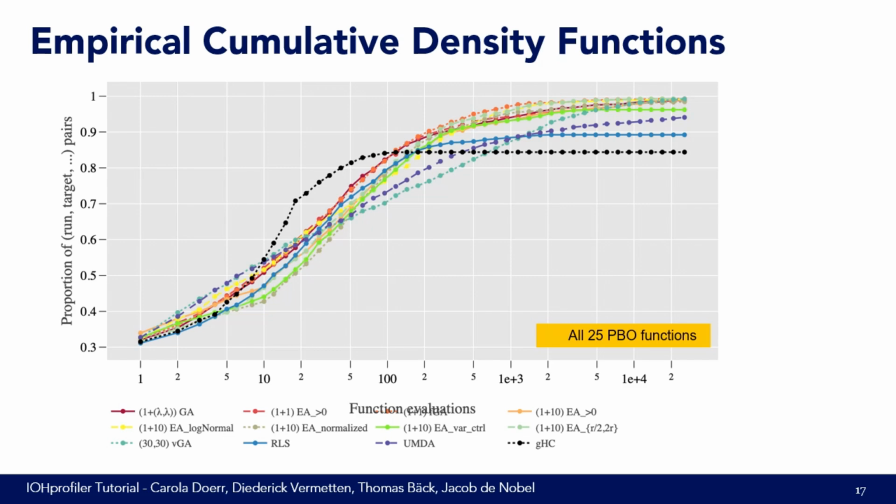For example, here we have some pseudo-Boolean functions, and we can see that the black algorithm is very good at low budgets overall, while it then stagnates when the budgets become larger, and that's because this is a very greedy hill climber algorithm that is good at the beginning but then gets stuck very easily. So this allows you to get a sense of performance over many algorithms in one aggregated figure.